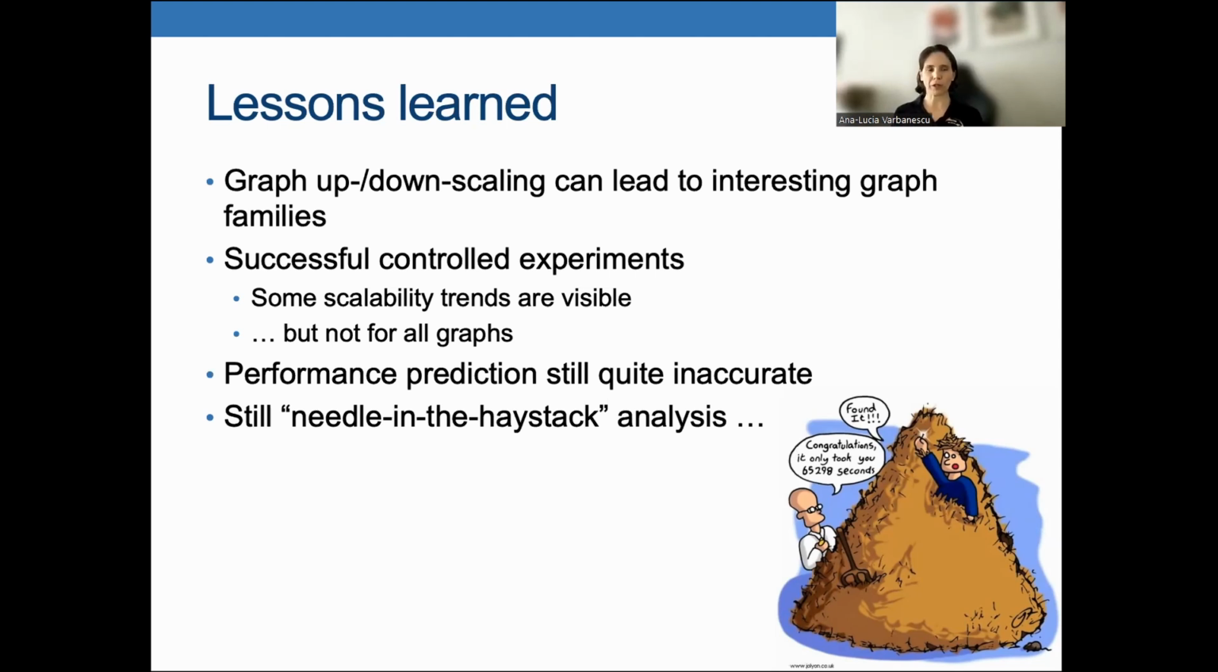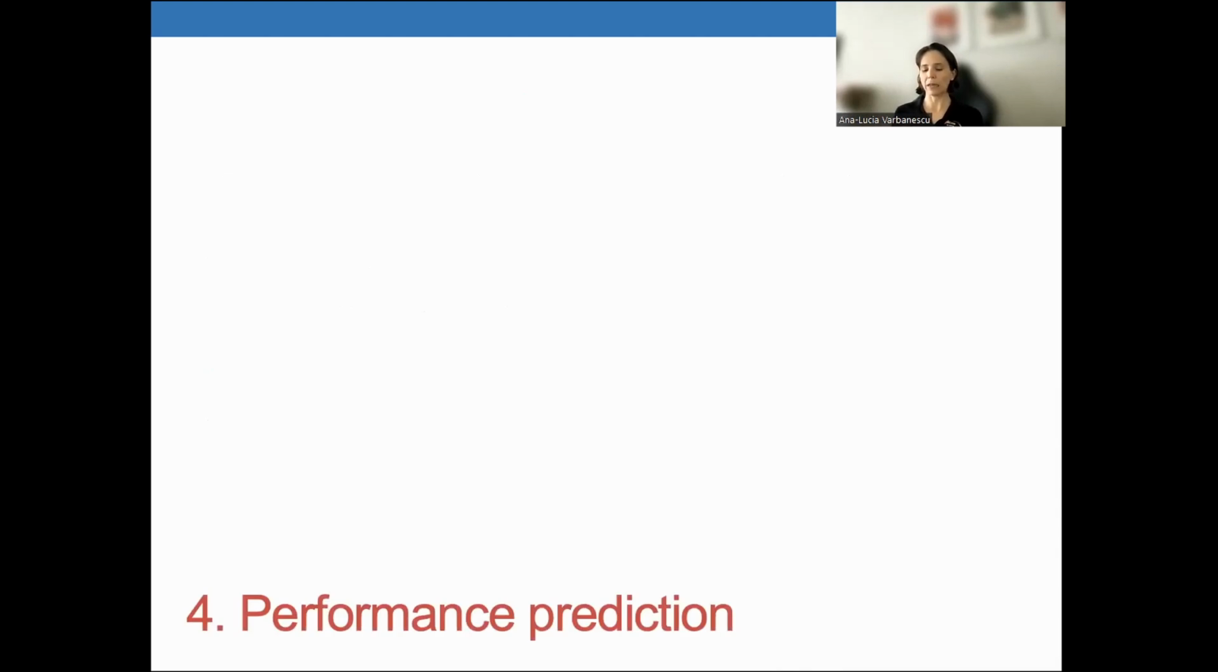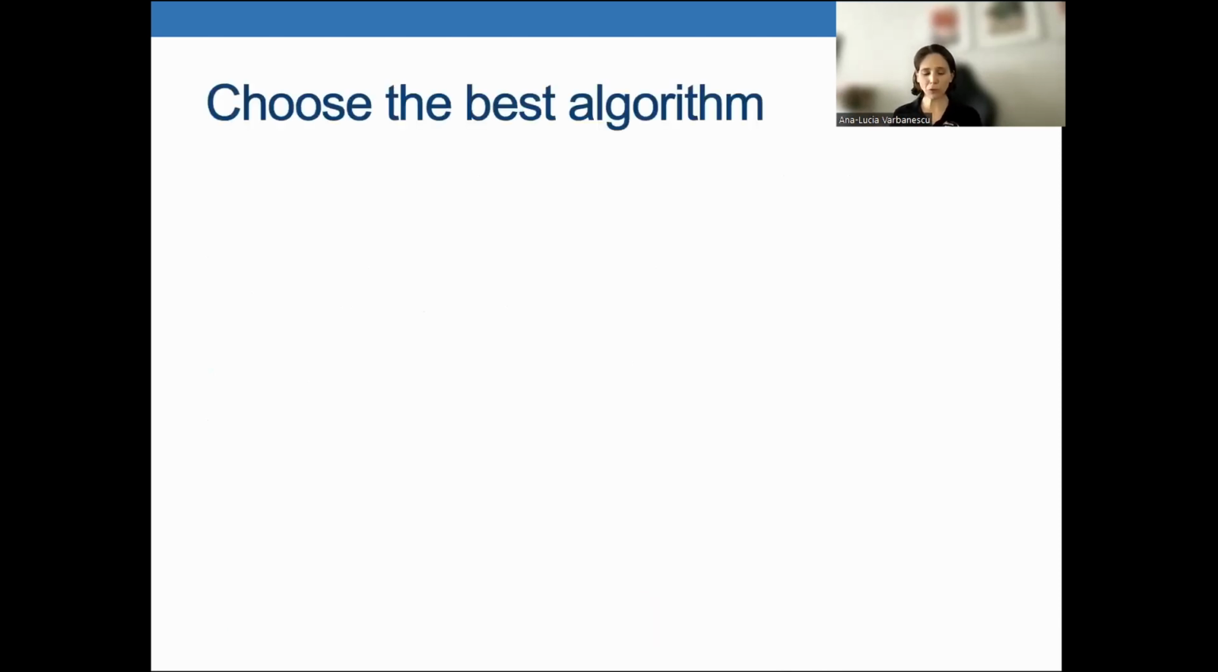Okay, so we gave up a little bit on the idea of doing controlled experiments, or I should actually say what we've done is we incorporated this opportunity of scaling graphs back into our modeling approach, and we went more into the direction of performance prediction. So again, the goal is, can we predict what is the best algorithm for a given graph on a given platform, aiming to do a particular processing. So in a nutshell, how can we choose the best algorithm?